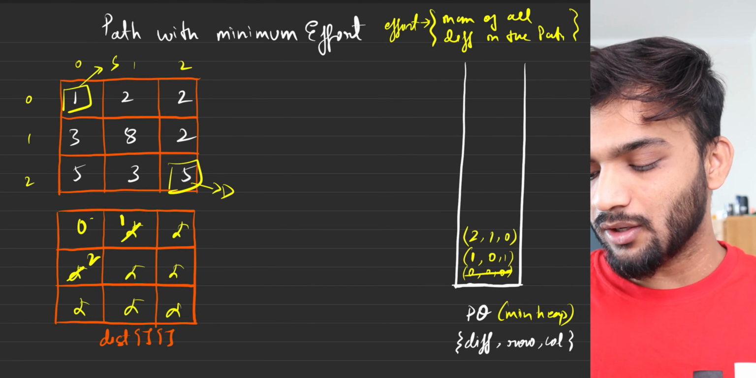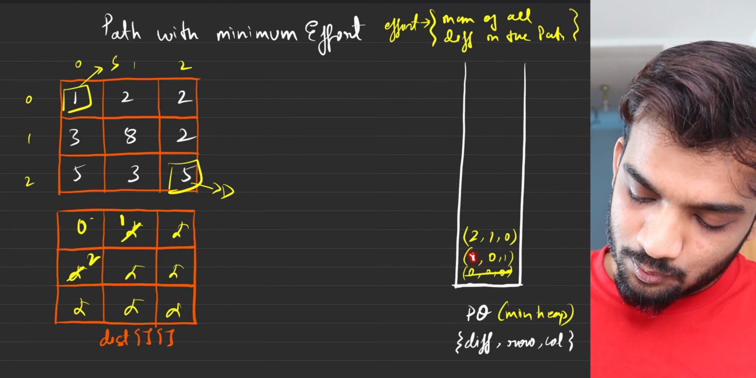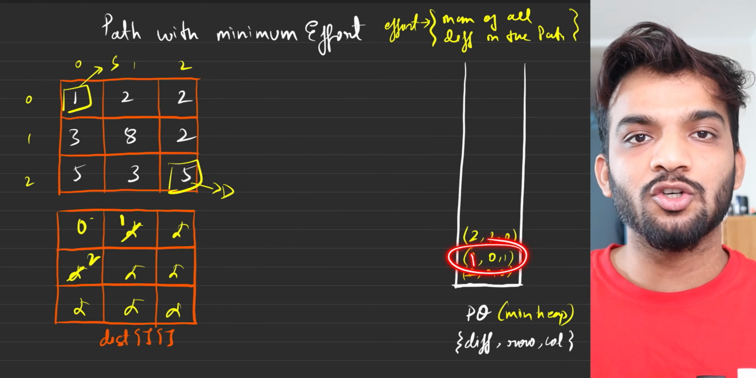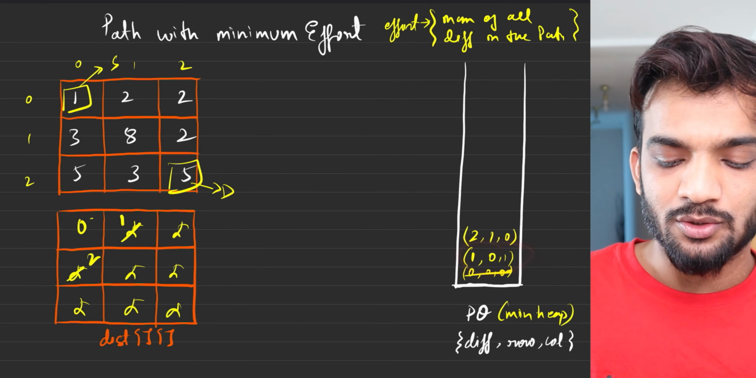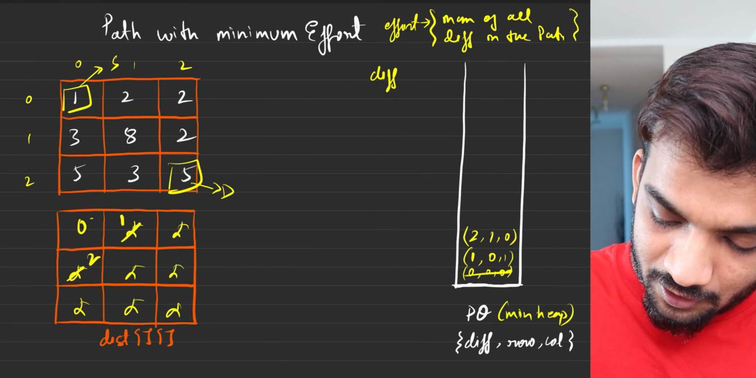Now, if you go and look at the priority queue, which one will be at the top? The topmost element will be this one because you are looking for the minimum. So this one will be at the top. So what I'll do is I'll quickly take it, I know the difference taken as of now is 1.